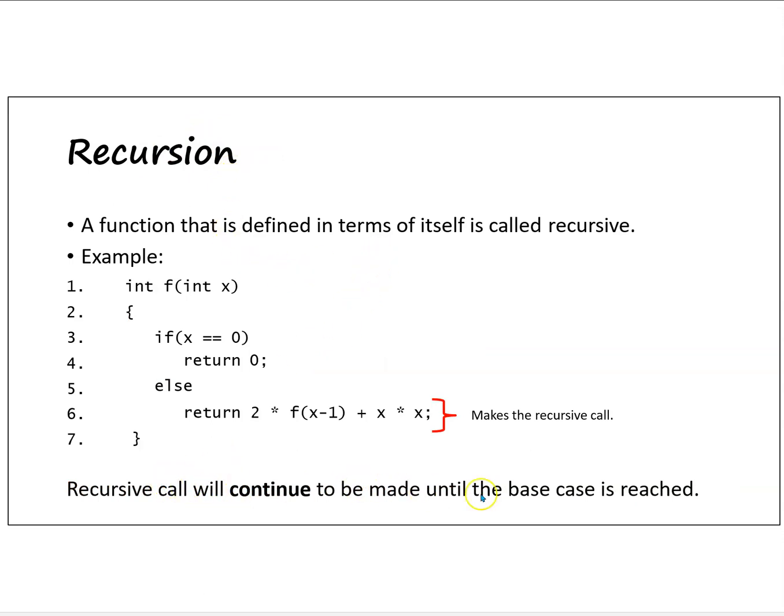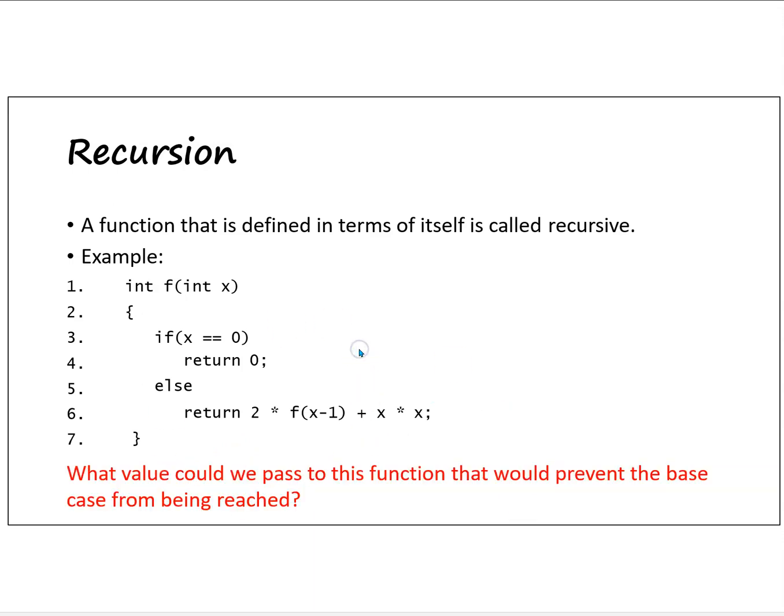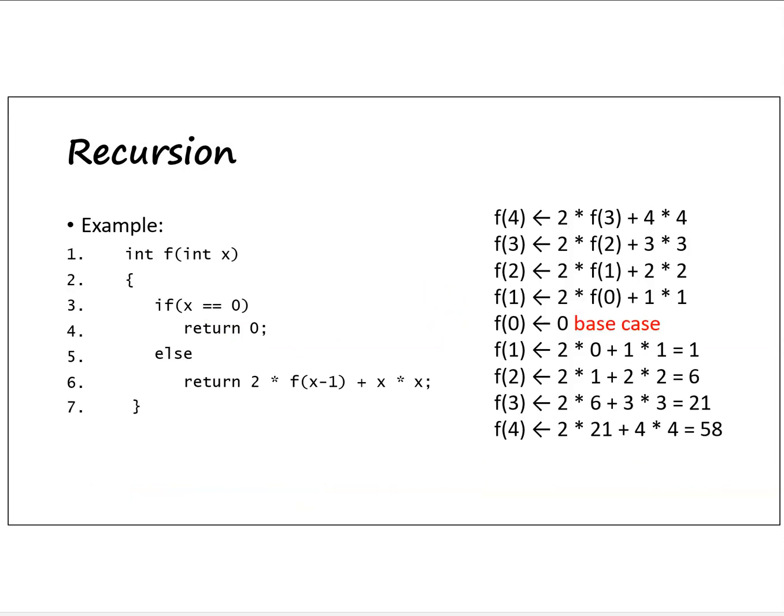Recursion will continue to call itself until the base case is reached. What value could we pass this function that would prevent the base case from being reached? Take a hint. It's always counting down to 0, but what if we pass something less than 0? It will never get to 0. So passing a negative number will put you in an infinite loop.